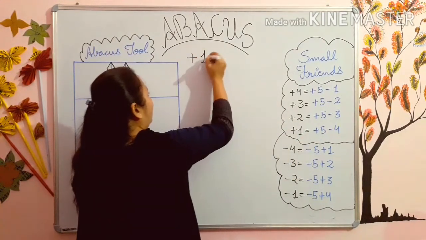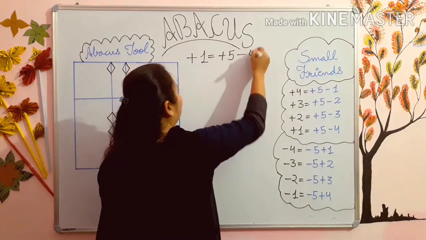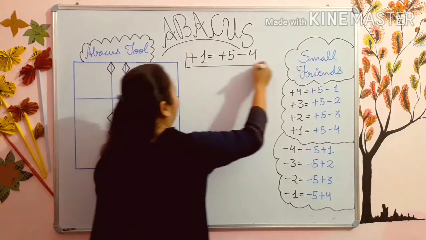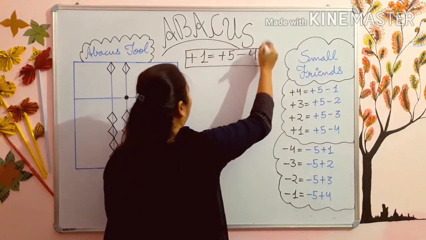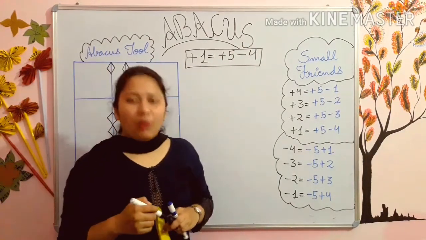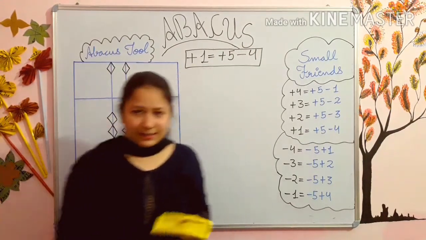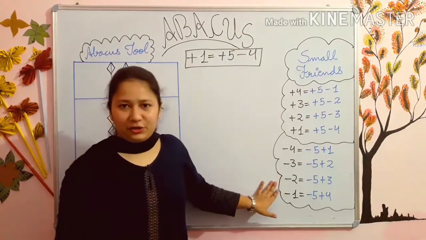Plus 1 is equals to plus 5 minus 4. Our last one. Now, as you all know, small friends contain formulas of addition and also subtraction.